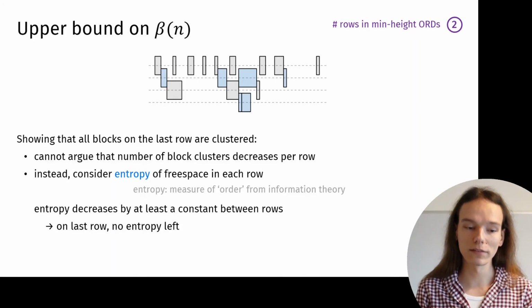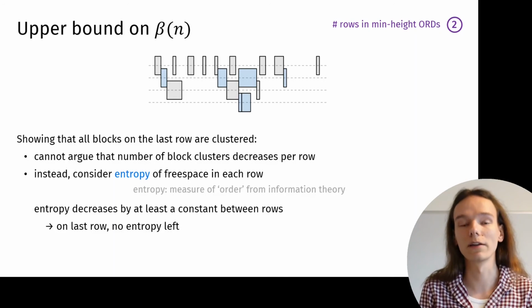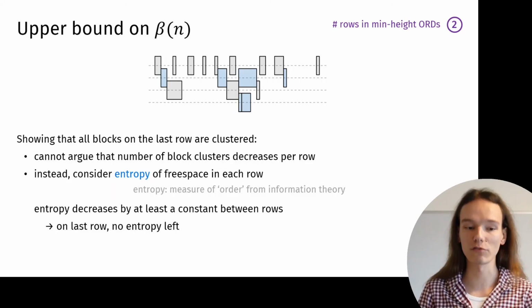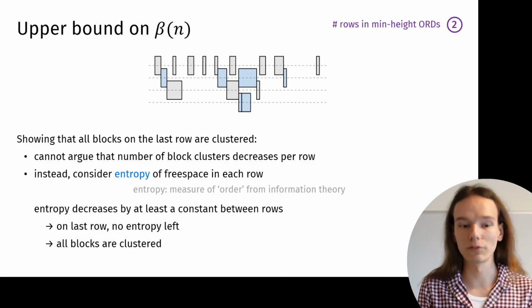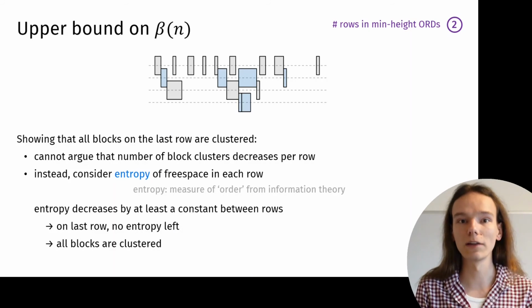And then you can show that on the last row, because we have this constant decrease, there's basically no entropy left, or only a small amount of entropy is left on the last row. And that implies that all blocks are clustered. And that proves the upper bound.